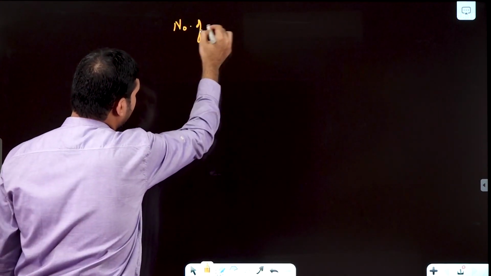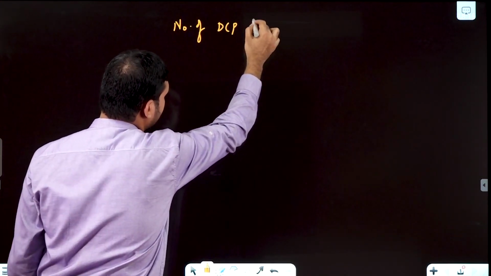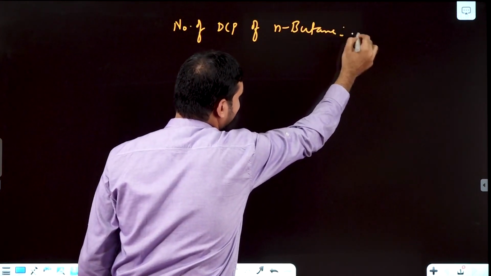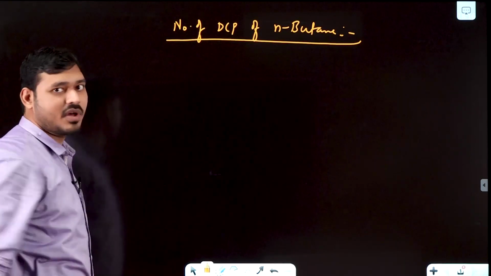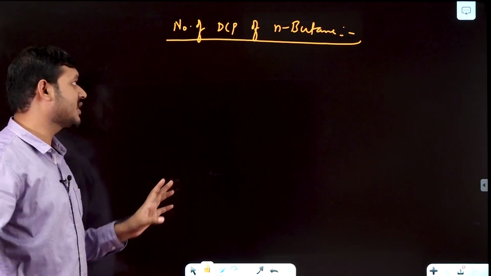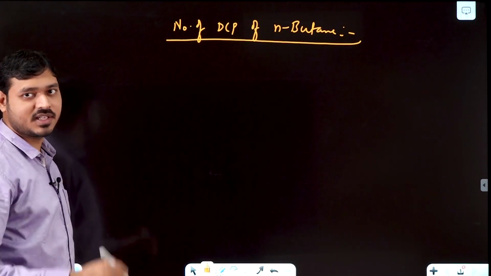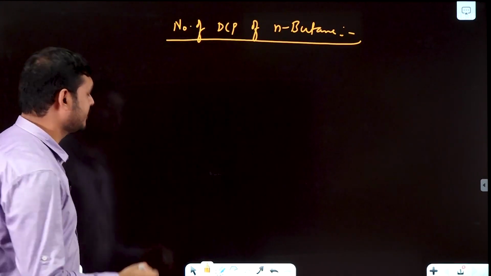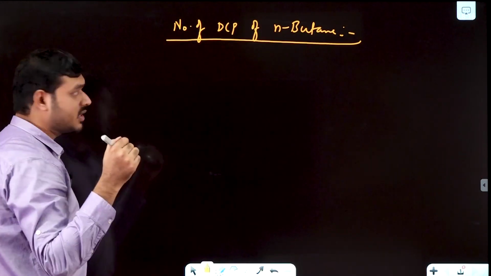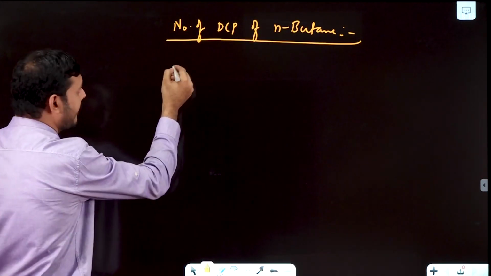Let's find the number of dichloro products of n-butane. Now I have told you earlier about the number of monochloro products of n-butane, so you just find it out. First of all, let's see how many of you are doing correctly. Okay, so I am solving here. You pause the video and solve by yourself.